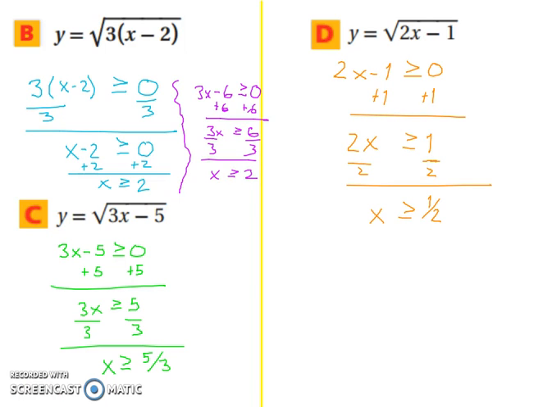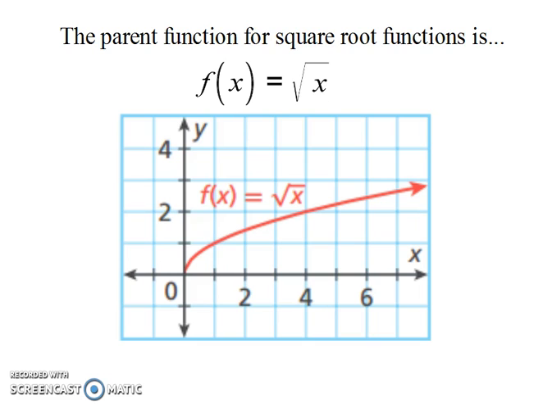So now that we've looked at domain of square root functions, let's move our focus to graphing square root functions. One thing that's very helpful when graphing square root functions is to know what the parent function is. The parent function for square root functions is f of x equals the square root of x. Remember, parent function is the most basic form. Notice how we're not adding or subtracting or multiplying anything with this square root of x. It's simply by itself with the square root.